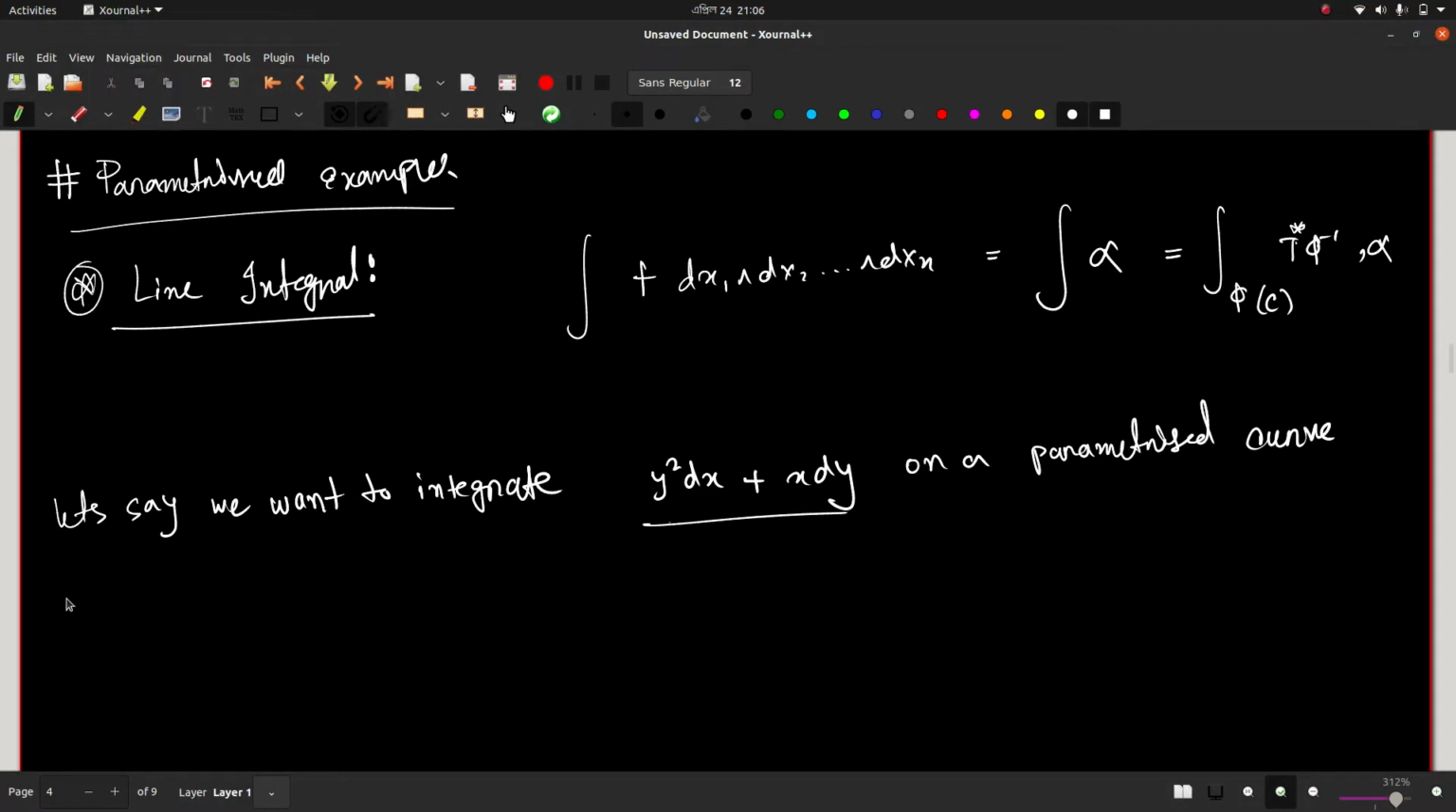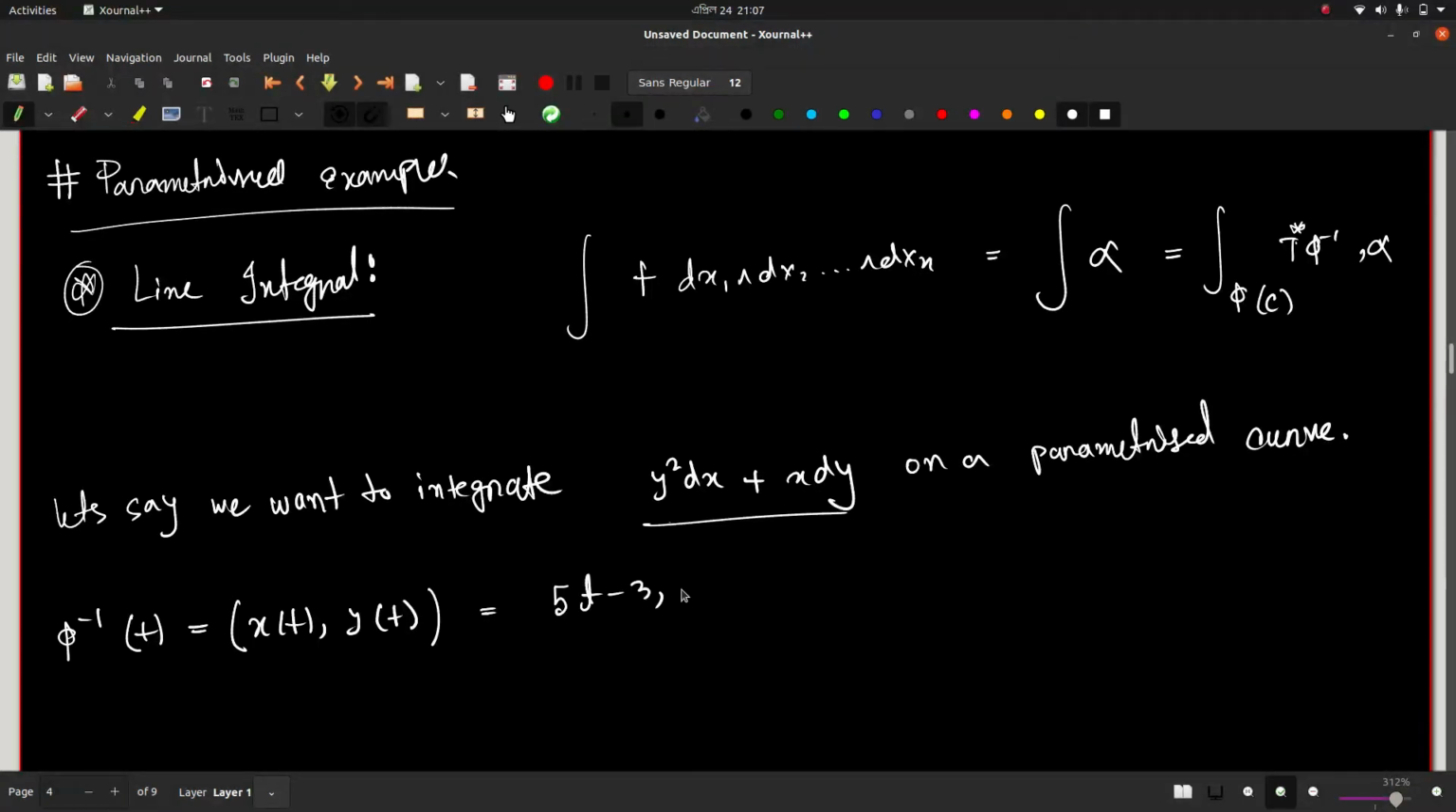So let's say the curve is parameterized as follows: phi inverse of t. We have this x of t and y of t, because since this is a curve on a 2D space, it will have two components, x and y. You can also include more components like z, w, and whatever, but the procedure is the same. And let's say this curve is parameterized like this: 5t minus 3, 5t minus 3. Okay, and let's not take this as 3, let's take it as 5.